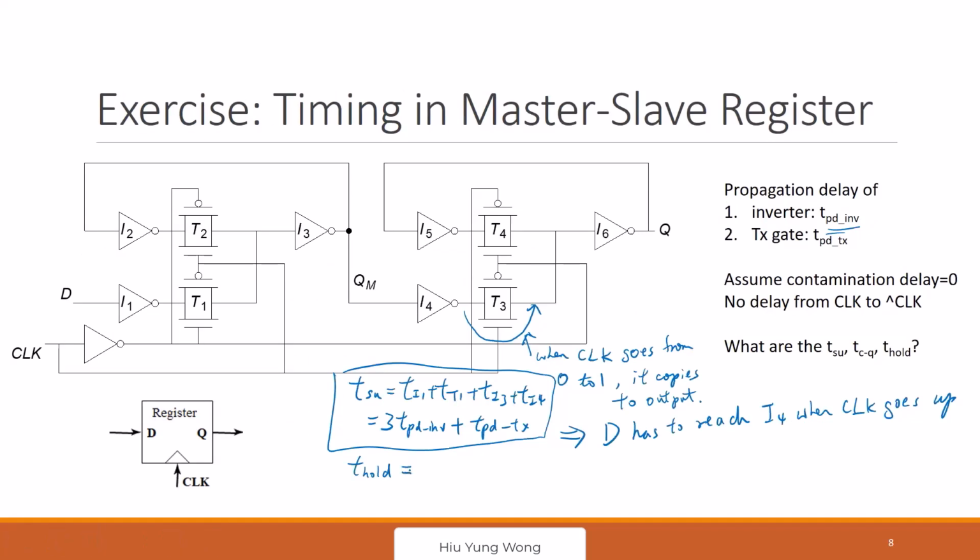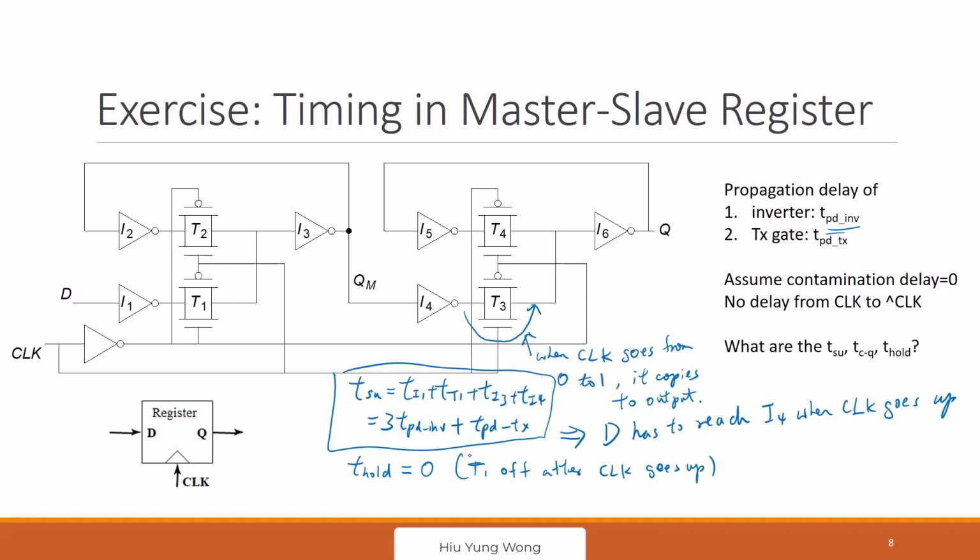So we don't need to hold them, right? Because once I copy, remember what happened to T1 at this time when it becomes high? T1 is off after the clock goes up, because the clock is 1. So after that, no matter what you change in D, you're not going to affect me. I already store the value I want to copy. So T hold is equal to 0.